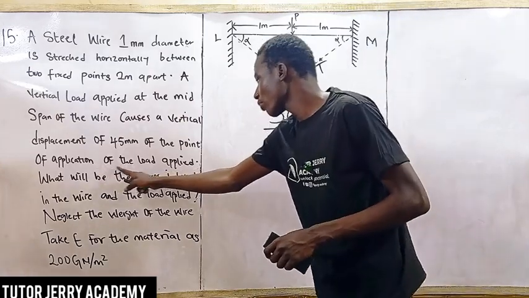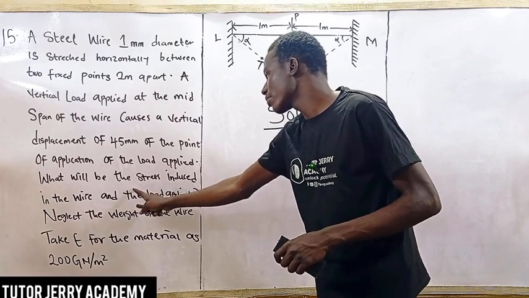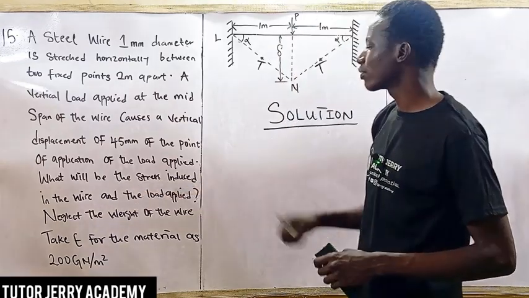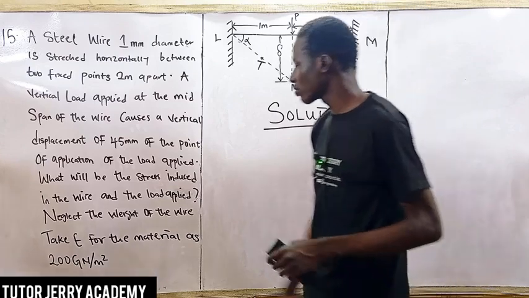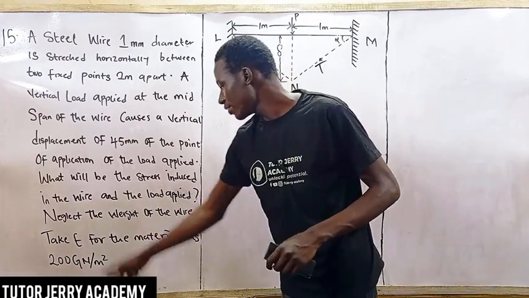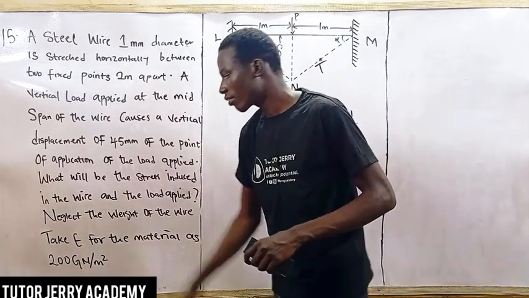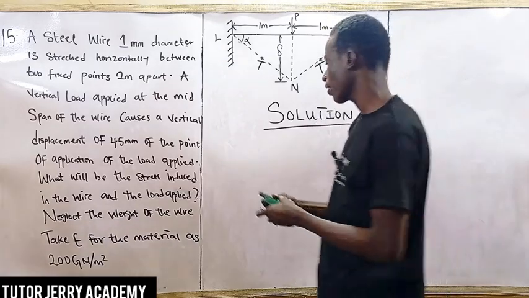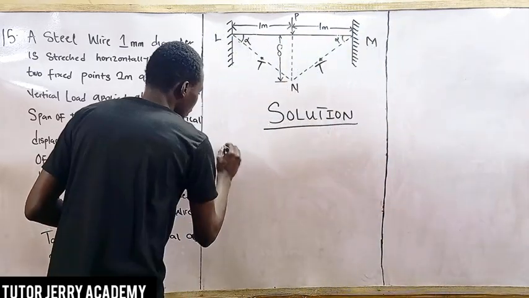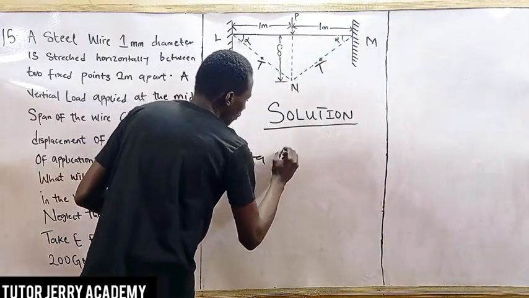Of the point of application of the load applied, what will be the stress induced in the wire and the load applied? We are told to neglect the weight of the wire and take E, which is the modulus of elasticity of this material, which is steel, equals to 200 giganewton per meter squared. So now our data, I'm going to be bringing out our data.